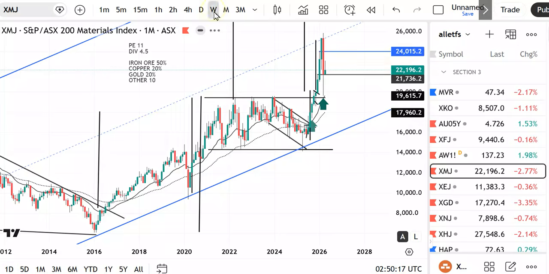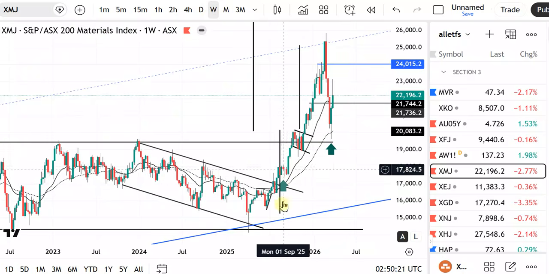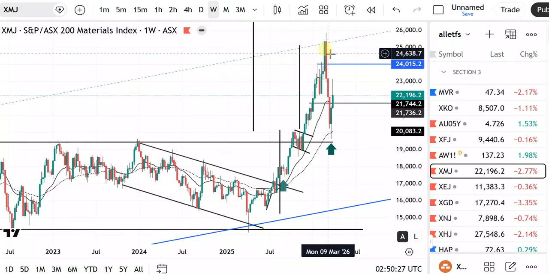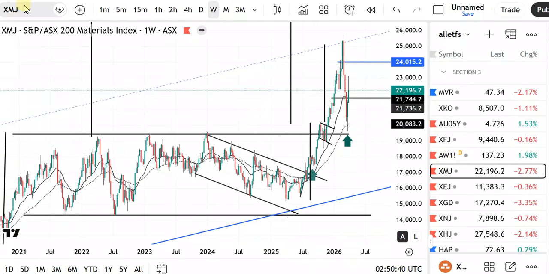And just in the short term, we had a little mini flagpole, little flag there, breakout, so that signaled the top there of materials. So we probably just got to do a bit of this, but then eventually we'll break up to the upside.